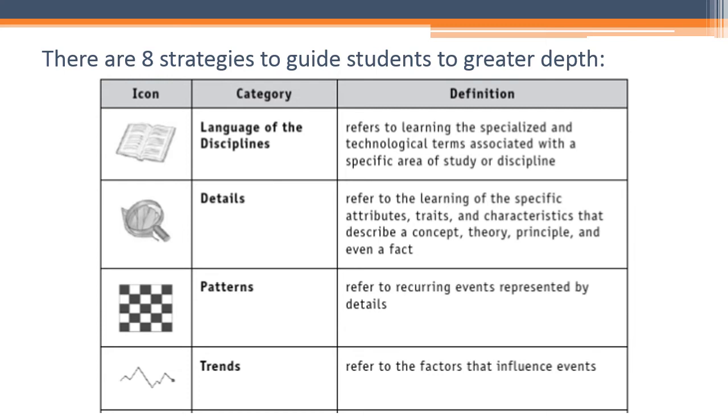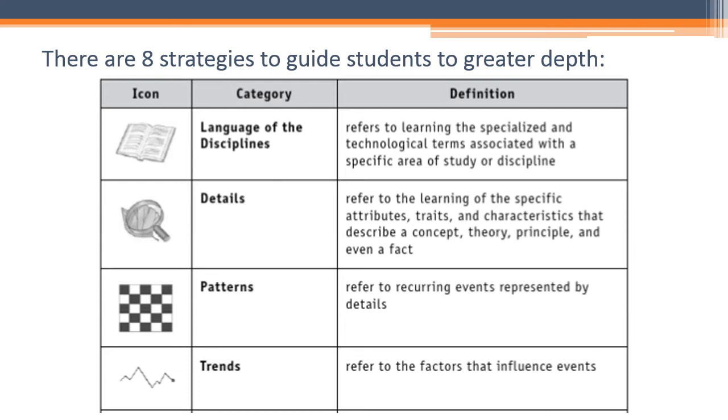Next, details. It refers to the characteristics, attributes, and traits that describe a concept, theory, principle, or fact. If we apply it to studying gifted learners, it's like this.